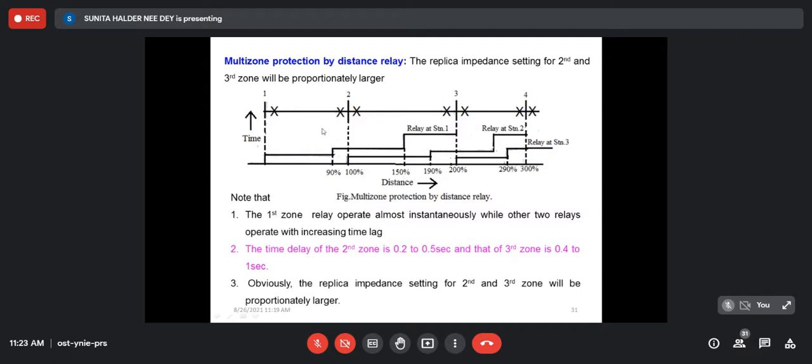You see the relay at station 1, it is the primary protection. This is the secondary protection for zone 2, right? And it will give some time delay, then it will give the protection for the next step. Have you understood? So in this way, the same thing applies for the others. So in short, relays will operate with some time delay. At first primary, then the other relays will operate with some time delay.